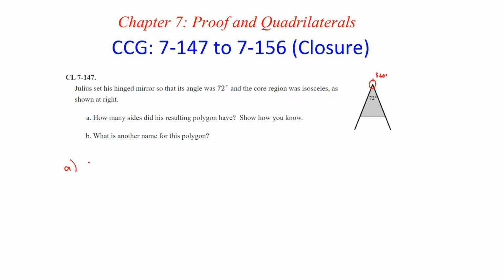degrees. So if that angle is 72 degrees, then if you take 360 and divide by 72 degrees, that will give you 5, which means there's 5 sides because there will be 5 angles of 72 degrees, and those triangles are isosceles as it said, so there'll be a total of 5 sides when your angle formed with the hinge mirror is 72 degrees. What is another name for this polygon? Well, if it has 5 sides, then this would be a regular polygon.